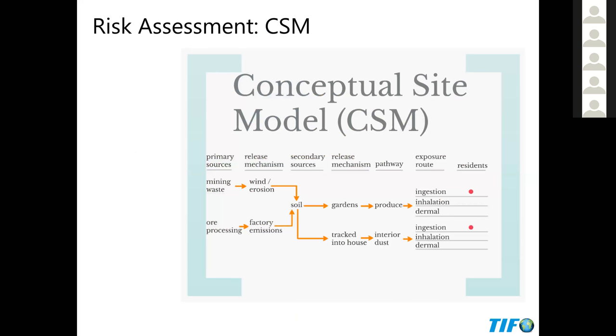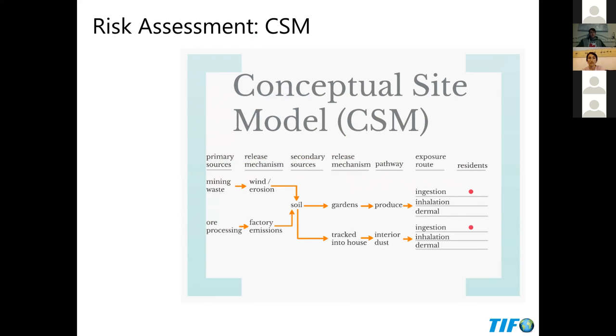So once we know what the concentrations are in the environment, and we know perhaps the different exposure pathways that might be active and who the receptors are, whether it's children or adults, whether they're residents or workers, we can start to organize this information so we can do our final risk calculations when we do that characterization step.